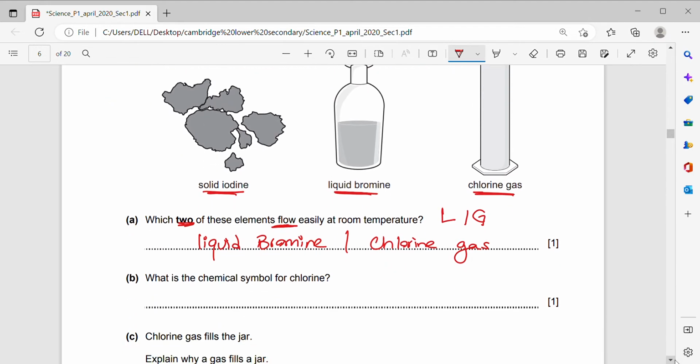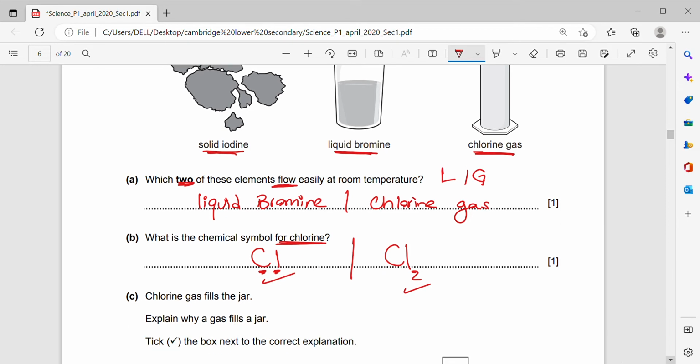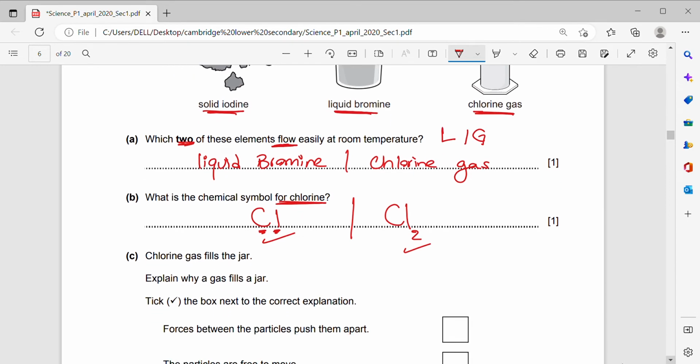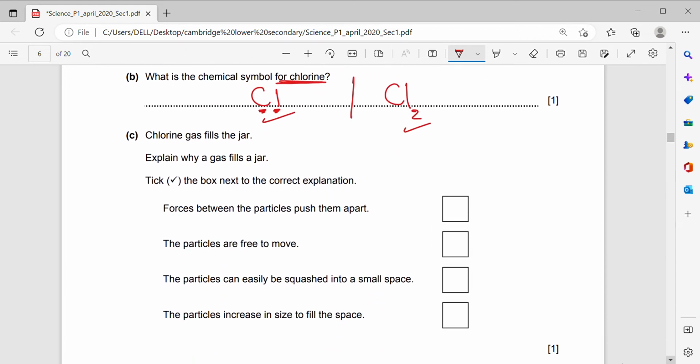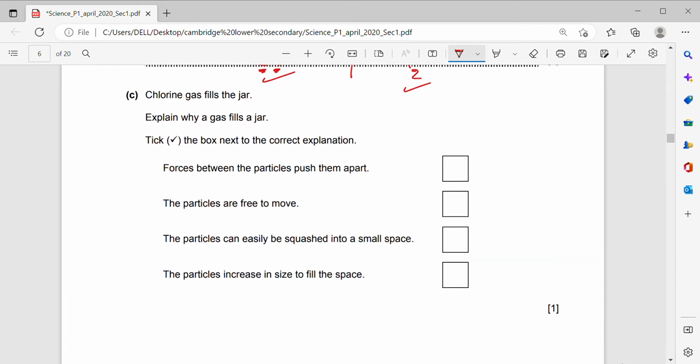Next question. What's the chemical symbol for chlorine? It's Cl. C should be uppercase, the L lowercase. Or if you write Cl2, which is the formula for the chlorine gas, it's also correct. Chlorine gas fills the jar. Explain why a gas fills a jar.